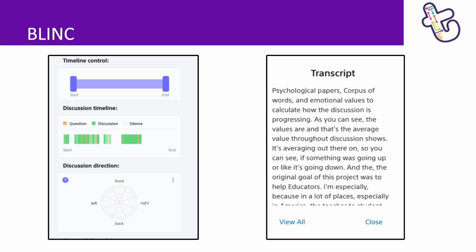And in my lab, we developed a collaboration learning analytics tool called Blink. It's a web-based system that tracks the discussion that goes on during collaboration. And from the discussion timeline, we can see that the green represents when a student is talking, the orange represents when a student is asking questions, while the white represents when a student is silent. So this real-time information presented to students helps them to know when he or she is more focused in the collaboration or when the person is distracted.